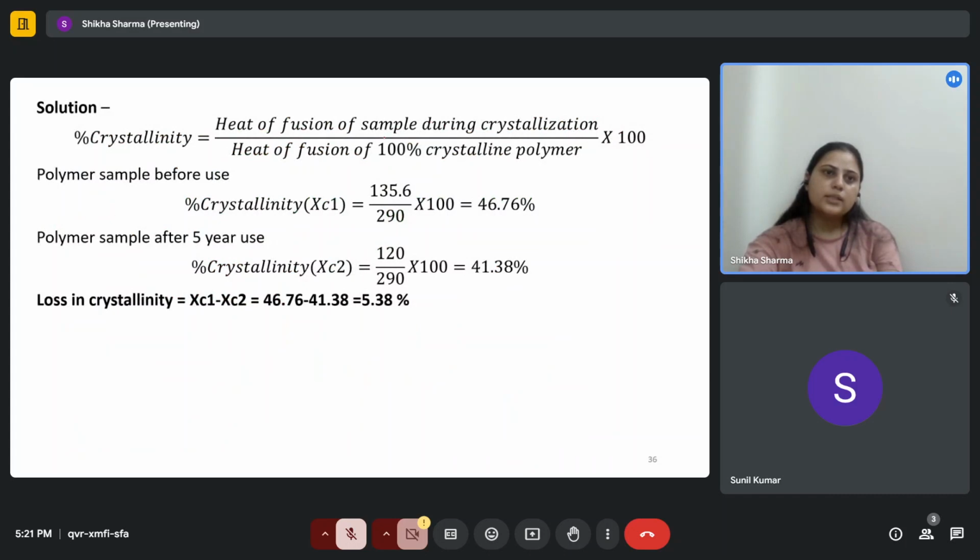So let's discuss. From the DSC method, we get percentage crystallinity equals the heat of fusion of the sample during crystallization divided by the heat of fusion of 100% crystalline polymer, times 100. When the polymeric sample is new, not used before, the percentage crystallinity Xc1 is equal to, before it was 135.6.